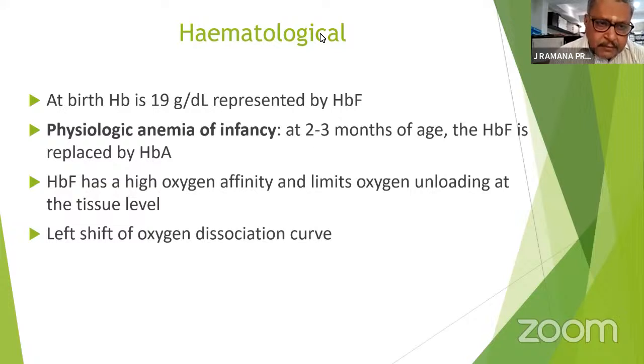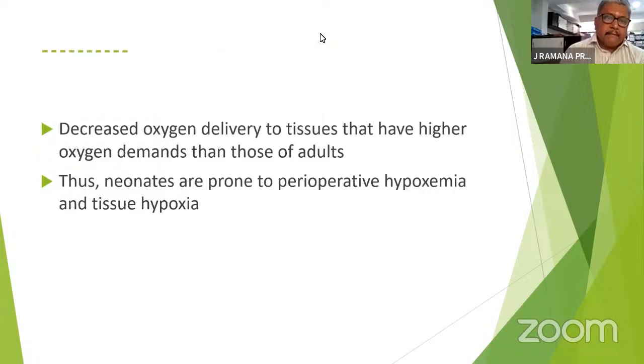Hematological. At birth, hemoglobin is 19 grams per deciliter, represented by HbF. Physiological anemia of infancy: at 2 to 3 months of age, the HbF is replaced by HbA. HbF has a high affinity for oxygen and limits oxygen unloading at tissue level. And also there is a leftward shift of the ODC curve with HbF. Decreased oxygen delivery to the tissues that have higher oxygen demand than those of adults. Thus, neonates are prone to perioperative hypoxemia, tissue hypoxia.